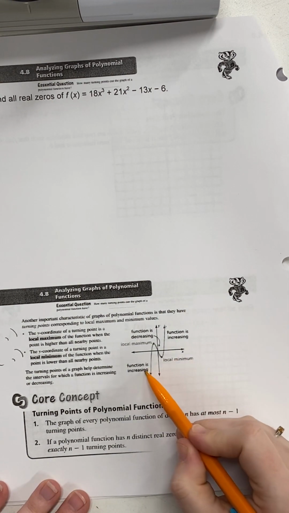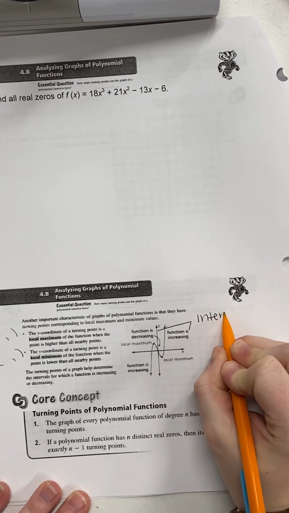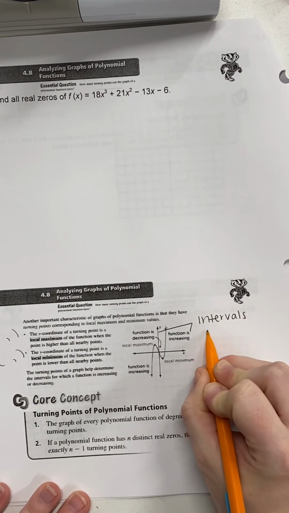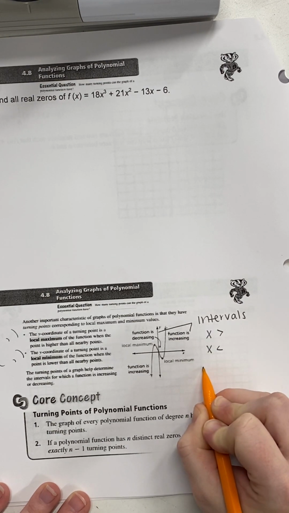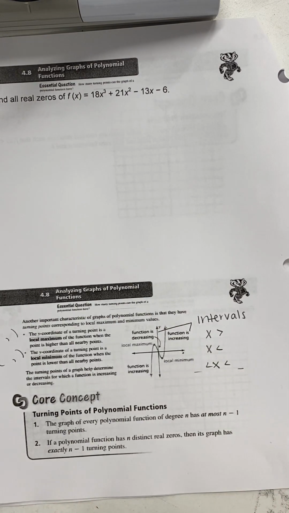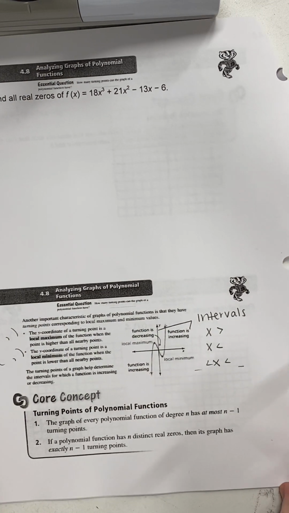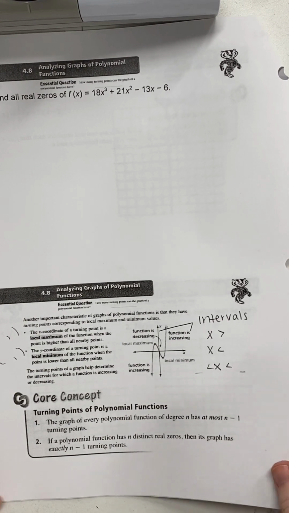And our increasing and decreasing intervals are written as x is greater than, x is less than, or x is in between, right? And they're all about x values. So when you're writing the answers to these, your y values are going to just be in your local minimums and maximums, but then we have our x values here.